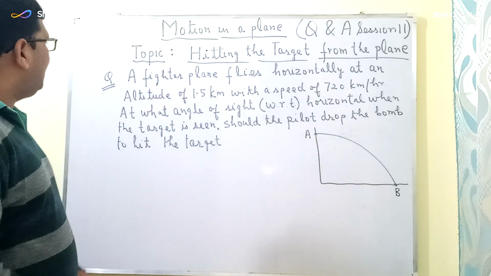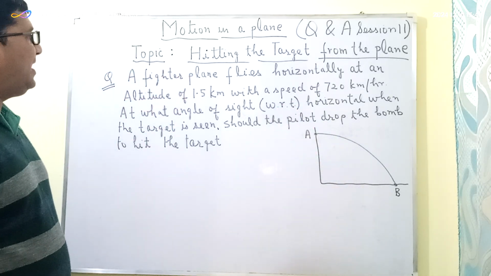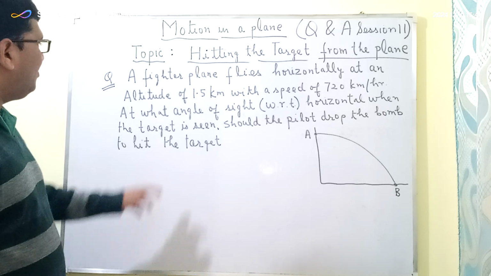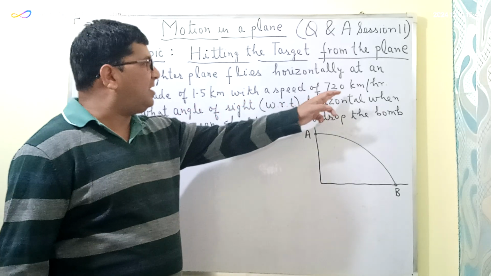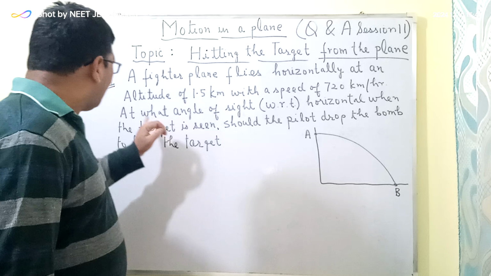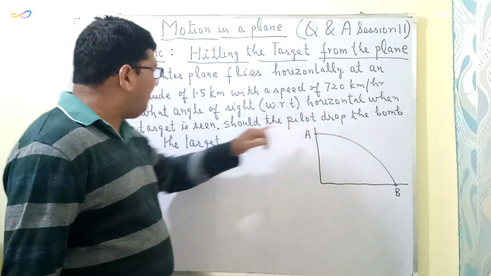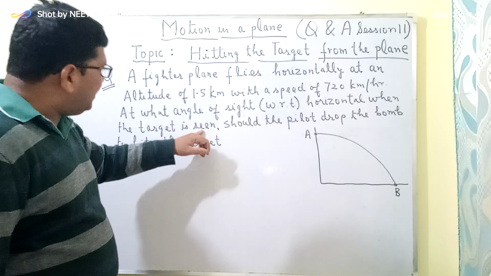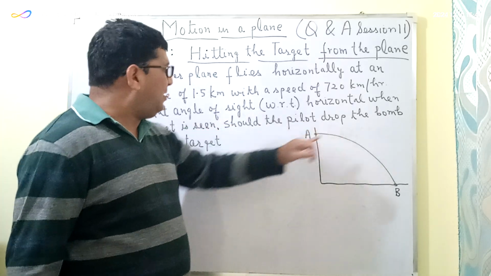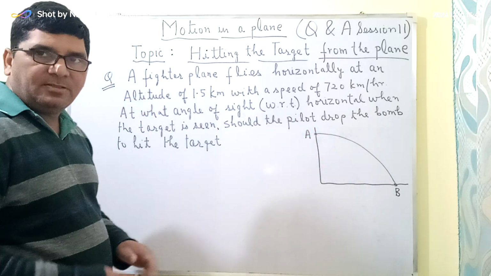So the question here is, a fighter plane flies horizontally at an altitude of 1.5 km with a speed of 720 km per hour. At what angle of sight with respect to the horizontal, when the target is seen, should the pilot drop the bomb to hit the target?